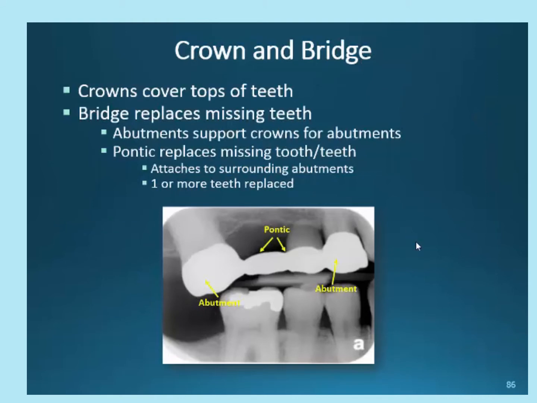Crowns and bridges also are identified by each particular part that creates the bridge. They replace missing teeth, and the abutments support the crowns and the pontic replaces the missing teeth. Sometimes there is a one tooth, sometimes there is a two teeth replacement. In this particular bridge, which we call a 4-unit bridge, we have two abutments and two pontics.